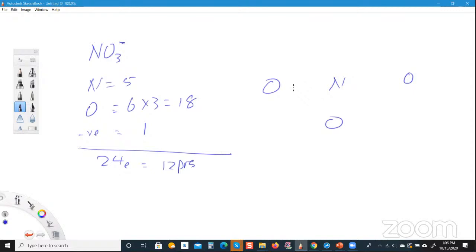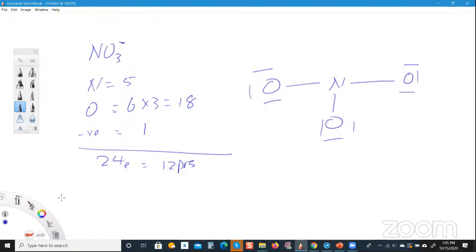Then I guess I'm going to start putting pairs on. Bonding pairs first. Yes, bonding pairs. One between each, and then 1, 2, 3, 4, 5, 6, 7, 8, 9, 10, 11, 12. Okay, very good.